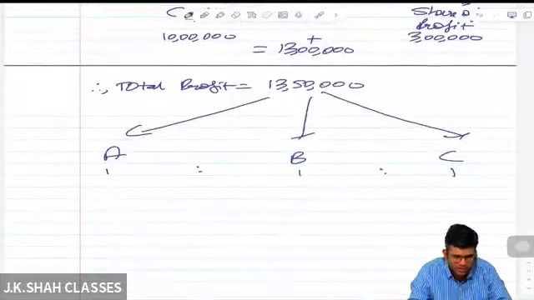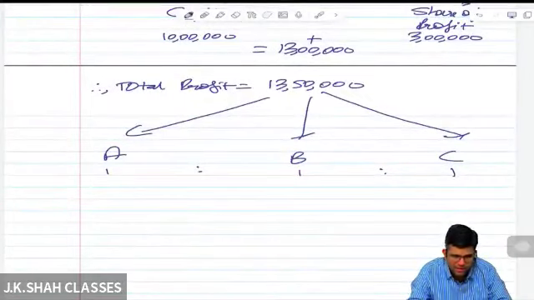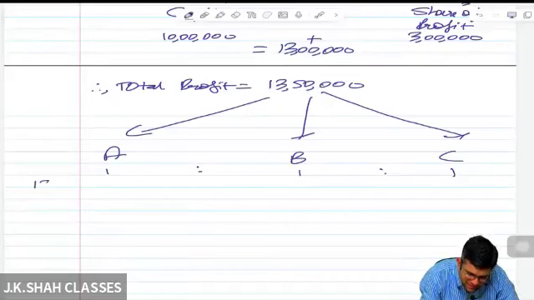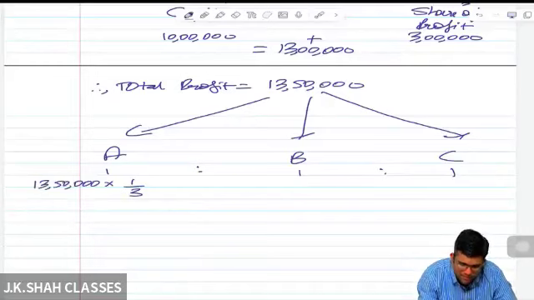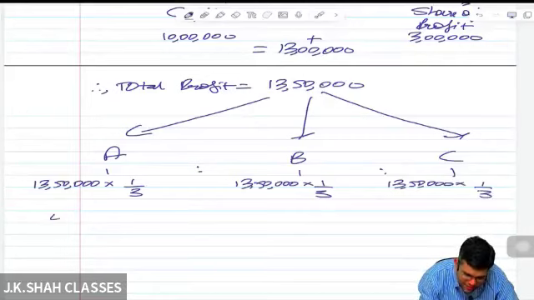Simply ask yourself, what is their ratio? Sir, ratio is okay, but we also need to see who came when, for how much period they were there, and all that. No need to do anything. Straight away take that 13 lakh 50,000 and multiply by 1/3. You will get 4 lakh 50.